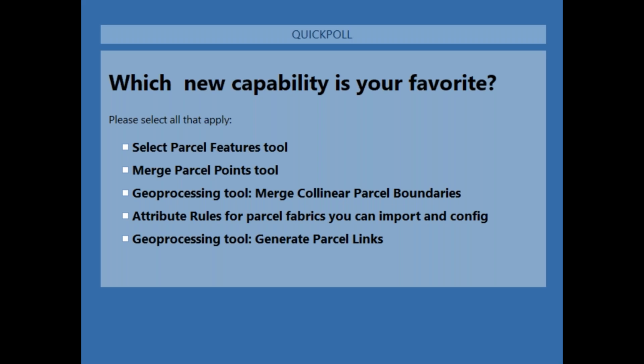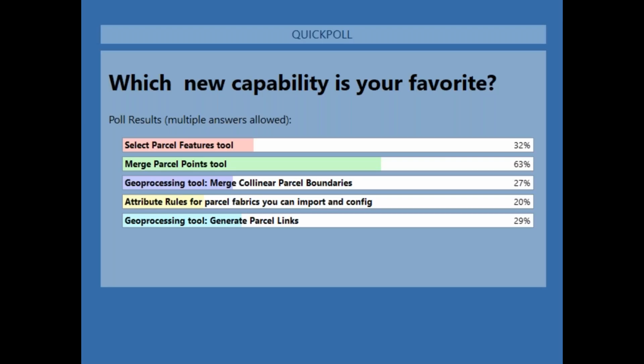All right. So we'll let just a few more seconds here, and I'll go ahead and close it, and we will take a look at the responses. All right, so I'm going to hit close in 3, 2, 1. Let's go ahead and share the results here. So we've got a huge group of people love the Merge Parcel Points tool, followed behind by Select Parcel Features tool, and then the GP Merge Collinear Boundaries, and then the attribute rules and geoprocessing tools are also there as well. So a lot of people love the Merge Points tool being reintroduced into Pro.